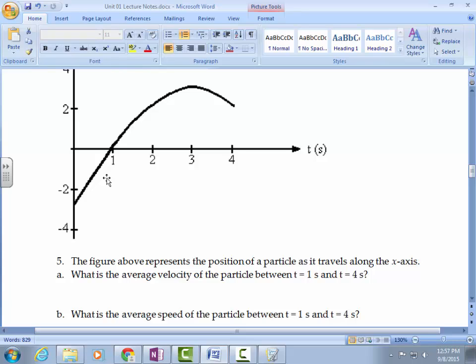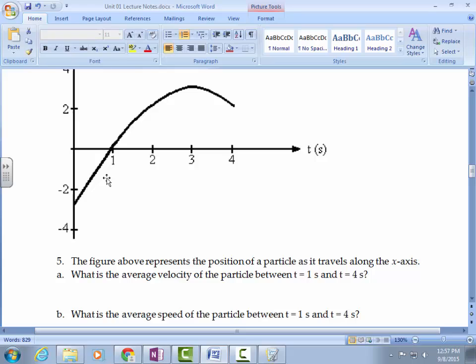Notice I'm being very formal because you can get caught up in the numbers when you're looking at a graph. X of 4 is 2. X of 1 is 0 over how much time? 3 seconds, which is 0.67 meters per second.